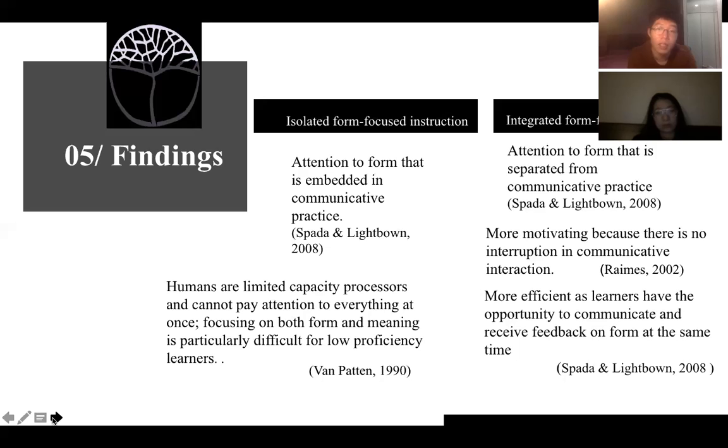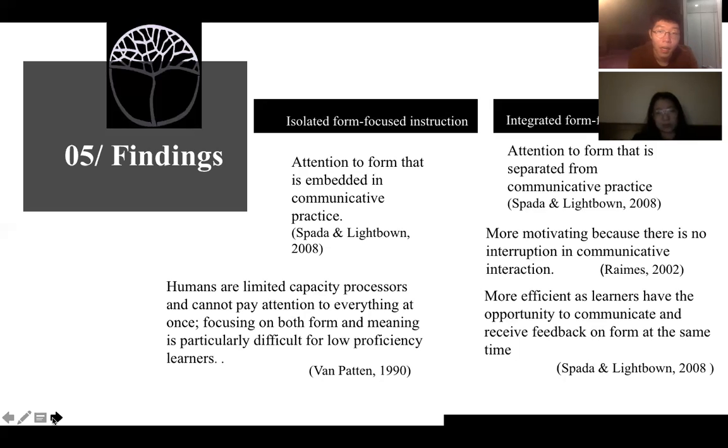After realizing this, I decided to dig into some relevant literature. What I found is that there are actually two tributaries of the communicative language teaching strategies: isolated form-focused instruction and integrated form-focused instruction. And these two methods are meant to serve both types of students we just mentioned.